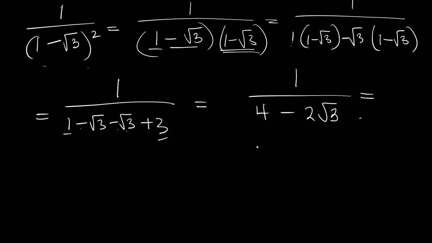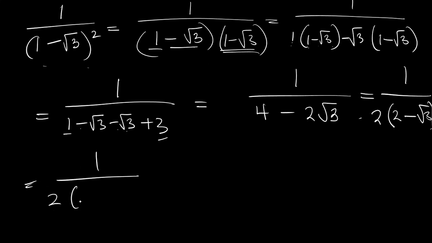Now, when you look at this, 2 is common. You say 1 all over 2 into 2 minus root 3. So this can also be written as 1 all over 2 minus root 3.